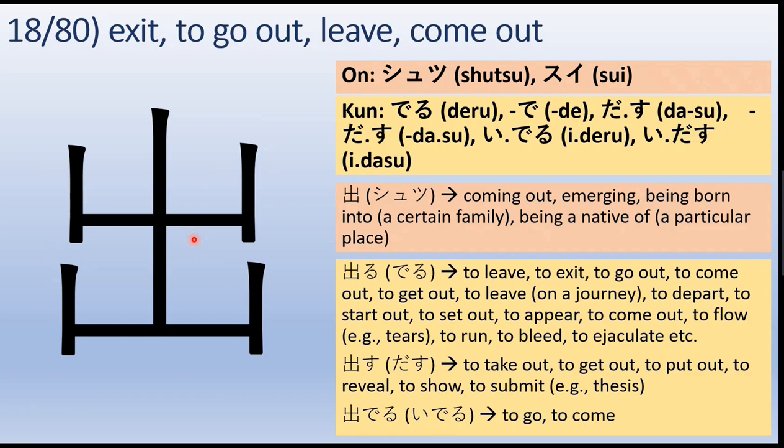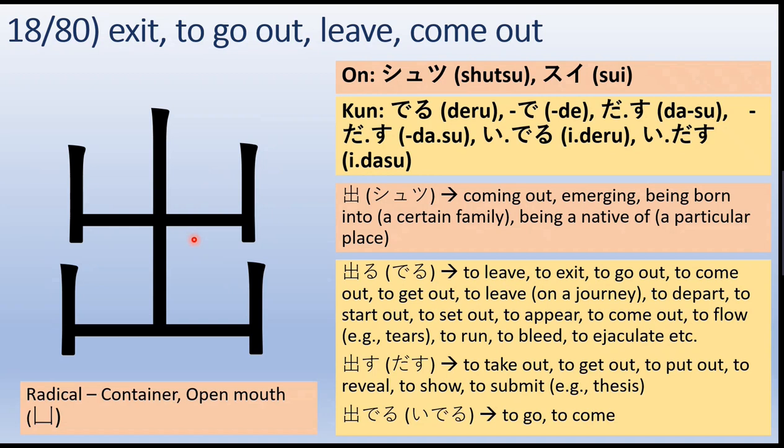a journey, to depart, to start out, to set out, to appear, to come out, to flow, for example, tears, to run, to bleed, to ejaculate, etc. We have das. Das means to take out, to get out, to put out, to reveal, to show, to submit, for example, a thesis. And we have ideru, which means to go and to come. So depending upon the situation and applicability, the particular version of this kanji will be used.